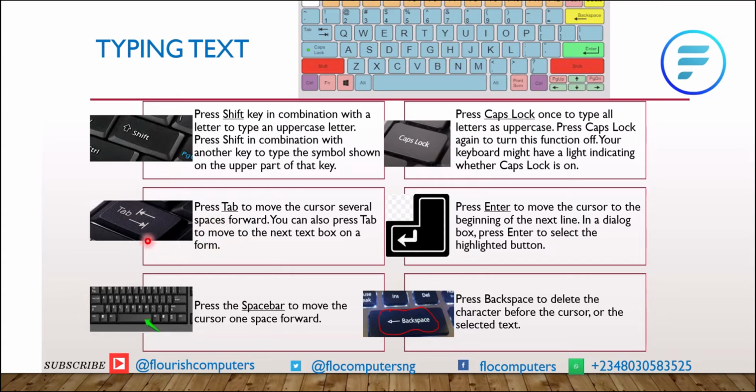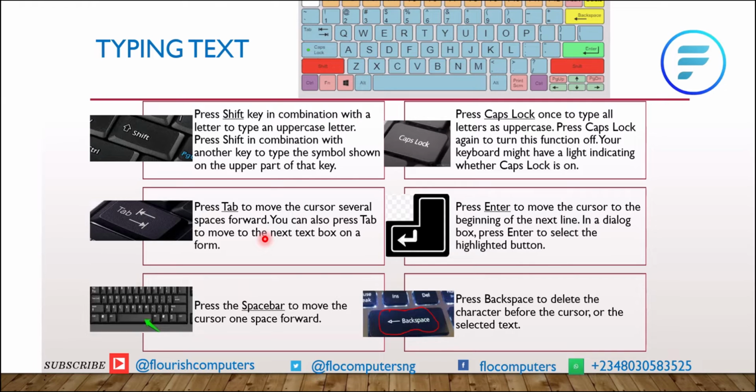Now, another interesting key that I want to quickly talk about is the tab key. If you press the tab key, it will move your cursor several spaces forward. So you can press the tab to move to the next text box on a form. If you create a table in Microsoft Word and you want to jump from one cell to the other, you can use the tab key to move. If you are filling a form, you want to move from one field to the other in a form, you can also use the tab key.